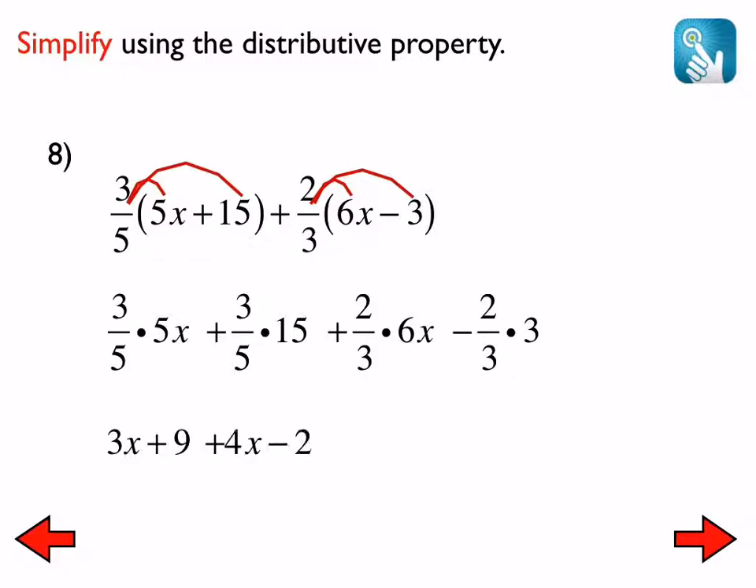And so now we have to combine our like terms. We have a 3x and a 4x, which is 7x, and a positive 9 and a negative 2, which simplifies to positive 7. All right, can I get all of you to do number 9, please?